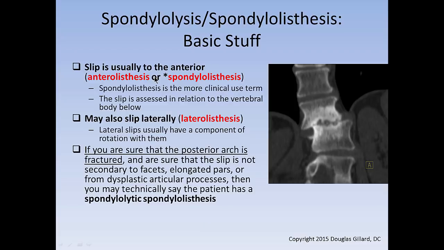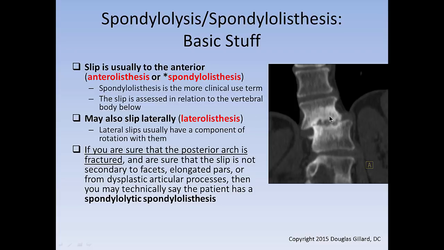Now typically the slip is anterior, so that's called a spondylolisthesis, if we get a slip of the vertebral body. We'll talk more about that. Or an anterolisthesis. I prefer spondylolisthesis. But sometimes you get a lateral slip. You can also get a lateral slip, which is usually combined with some rotation.